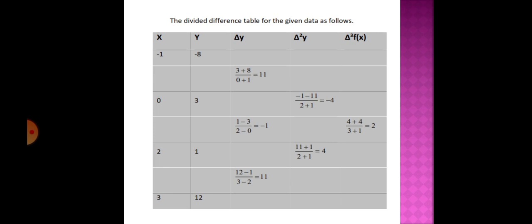Now you have to find the third order. Just to check, that is minus 4 and 4 here. 4 plus 4 divided by 3 minus of minus 1 automatically becomes 2.